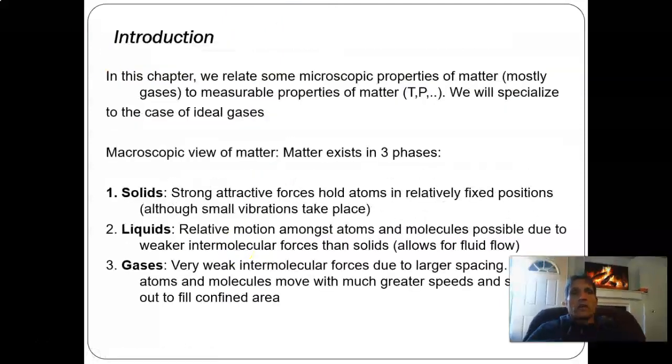So in this chapter, we're going to relate some of the microscopic properties of matter. We're primarily going to be dealing with gases, to properties that we can measure: temperature, pressure, macroscopic variables. And just as a quick review before we get into gases, the main difference between solids, liquids, and gases all comes back to the attractive forces between the molecules or between the atoms in the substance.